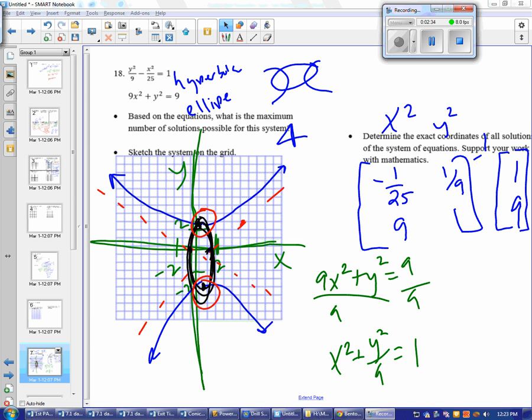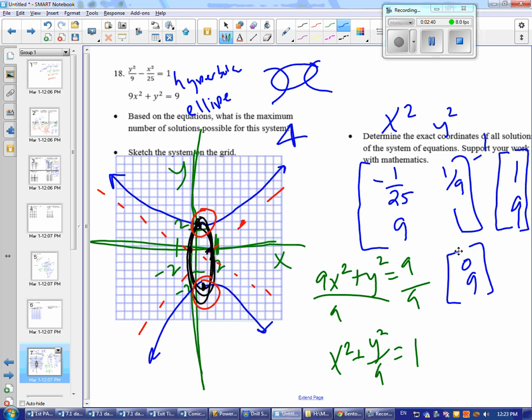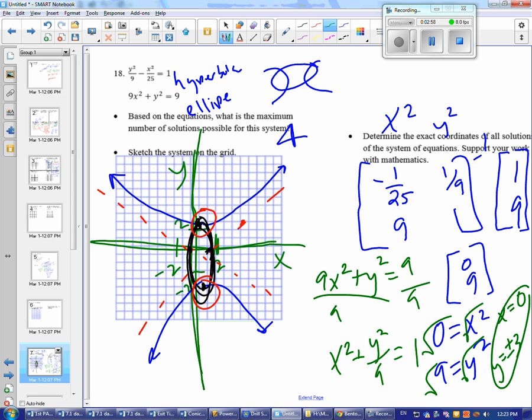Okay, so pause for a moment while you're doing that. And then when you come back, you should get 0, 9. Now remember, that's x squared. So 0 equals x squared, 9 equals y squared. So you're not done. There's a little bit more algebra to do. You need to solve these equations. So x equals 0, and y equals positive or negative 3.